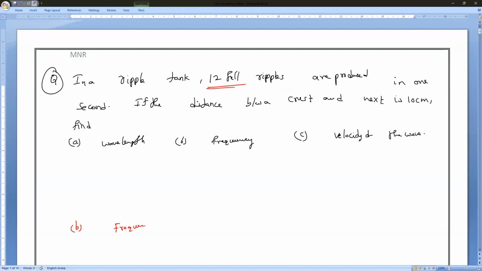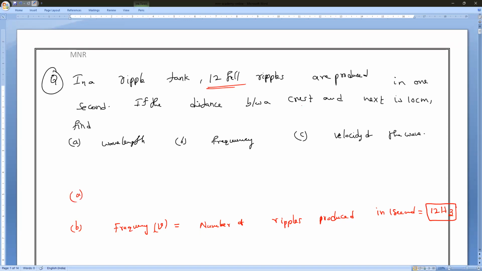What is the symbol for frequency? Small v. Frequency v is equal to the number of repulsions produced per second, which is 12 in 1 second. So the frequency is 12. The unit of frequency is Hertz. 12 Hertz.